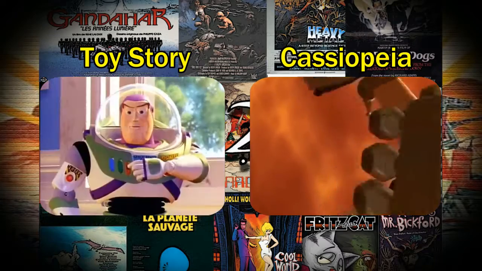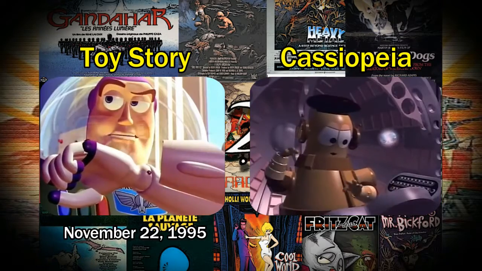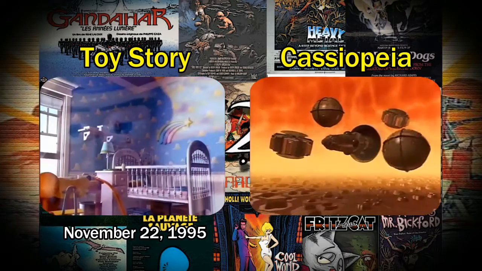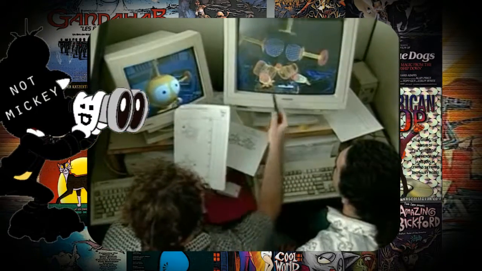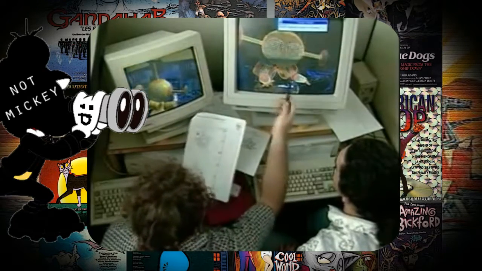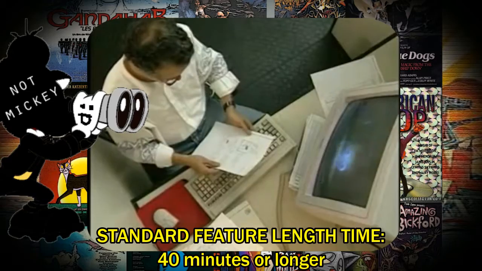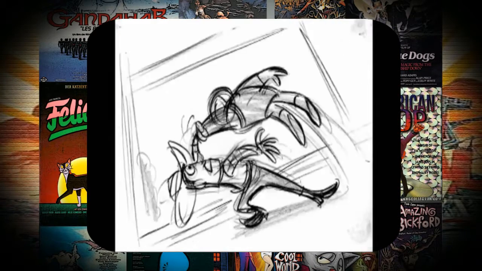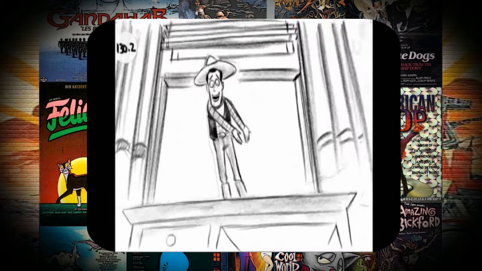When you look at the release dates, it does seem quite simple. Toy Story was released on November 22nd, 1995, and Cassiopeia was released on April 1st, 1996. Now, a part of the controversy between these films is that when Disney found out about Cassiopeia, it was already about halfway done, with around 40 minutes being finished, while Toy Story was currently at its disastrous Black Friday stage and needed a rewrite.